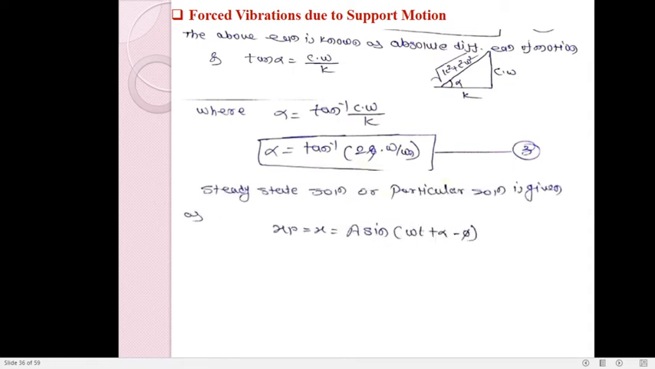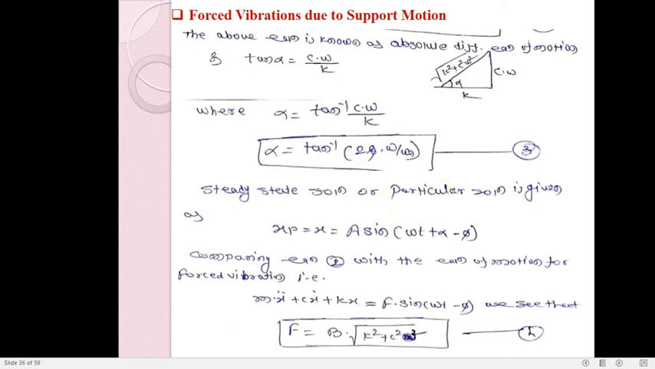Now the steady state solution, or particular solution, is given as x p is equal to x is equal to A sin(omega t plus alpha minus phi). Comparing equation 2 with the equation of motion for forced vibration, that is m x double dot plus c x dot plus k x is equal to F sin(omega t minus phi), we can write F is equal to b into square root of k square plus c square omega square. Let us call it equation number 4.